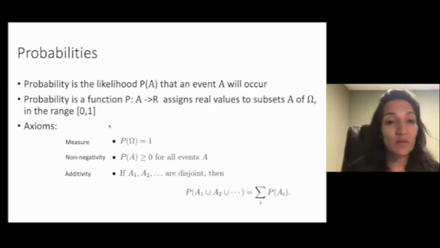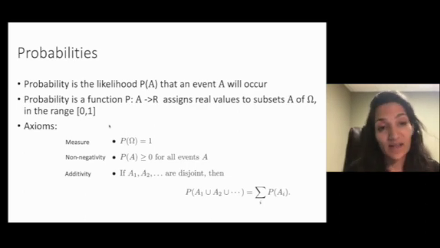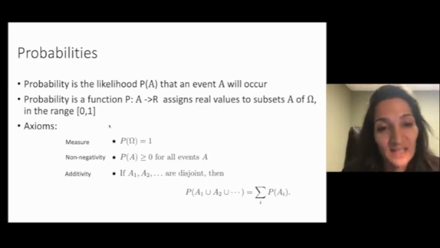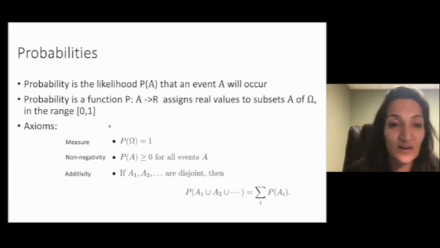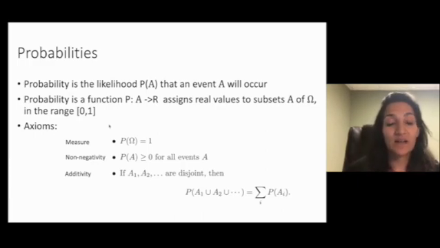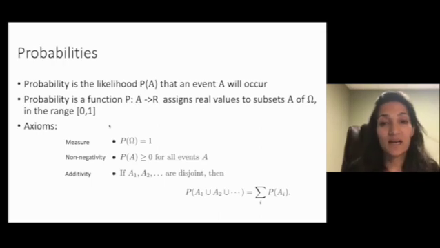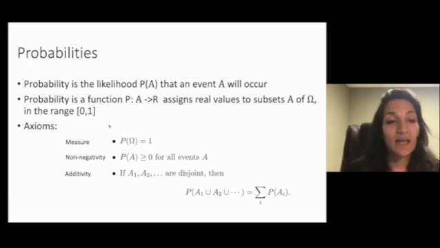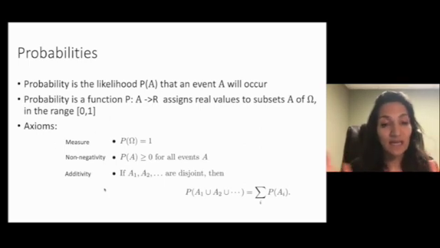Just to be a little bit more formal, probability is the likelihood that an event A will occur, and probability can also be thought of as a function that assigns to each event, or subset of the possible outcomes, a real value in the range of 0 and 1 inclusive. And probabilities follow just these three axioms, and anything else you've heard about probabilities can be derived from these.